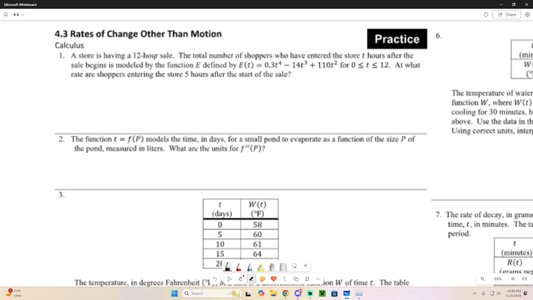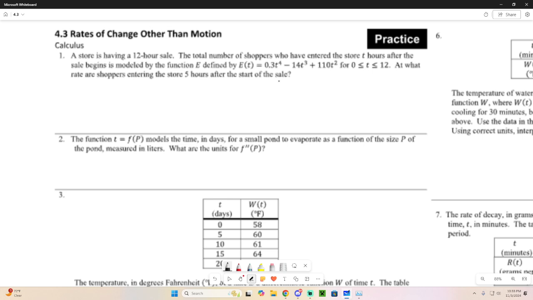A store is having a 12-hour sale. The number of shoppers who have entered the store t hours after the sale begins is modeled by this function, from 0 is less than t, which is less than or equal to 12. At what rate are the shoppers entering the store 5 hours after the start of the sale?